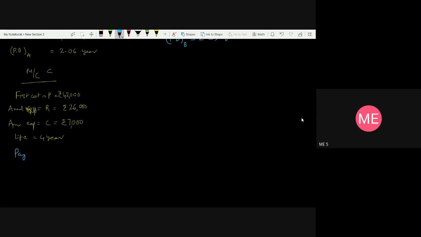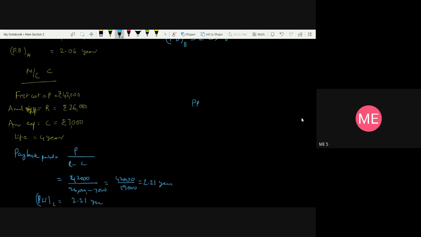Payback period is first cost divided by net savings, that is P divided by R minus C, which is rupees 42,000 divided by 26,000 minus 7,000, which will be around 42,000 divided by 19,000. So how much are you going to get? 2.21 years. So this is the payback period for machine C, which is 2.21 years.